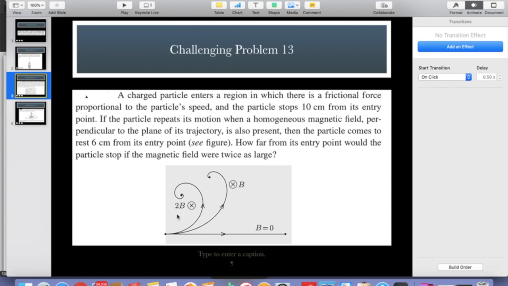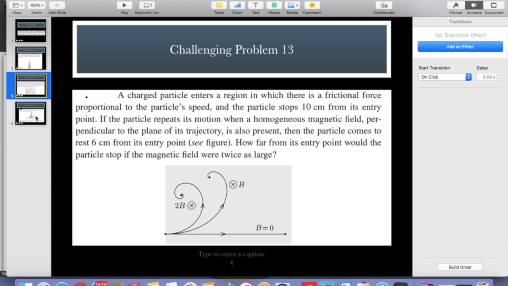These are the tentative paths. When the magnetic field is absent, the path is a straight line. When the magnetic field is present, it is a sort of spiral. When the magnetic field is doubled, the spiral is further tilted because the magnetic force is higher, so it will turn the charged particle more.